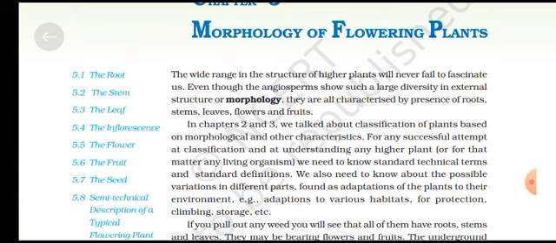For any successful attempt at classification and at understanding any higher plant, or for that matter any living organism, we need to know standard technical terms and standard definitions. We also need to know about the possible variation in different parts found as adaptation of the plant to their environment. Example: adaptation to various habitats for protection, climbing, storage, etc.